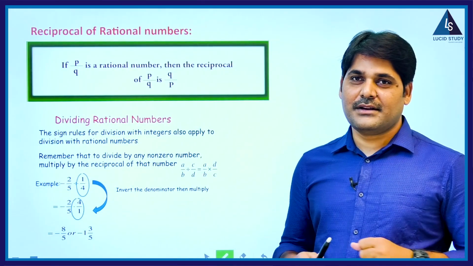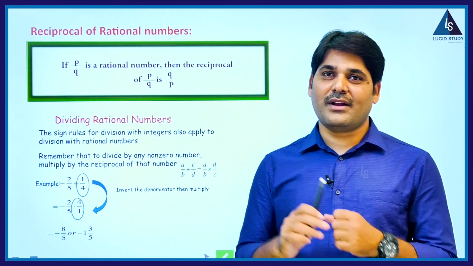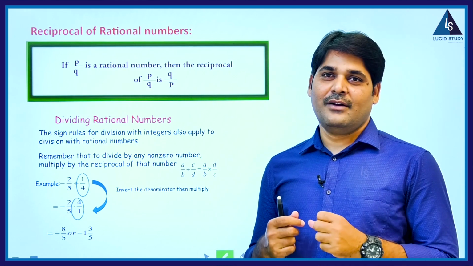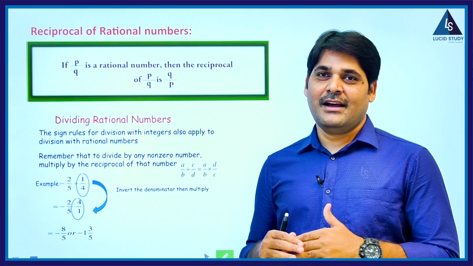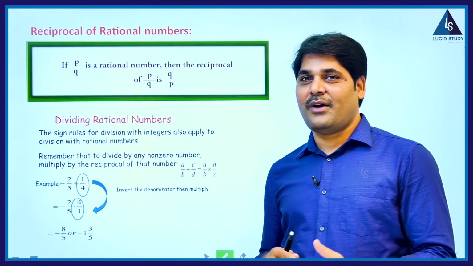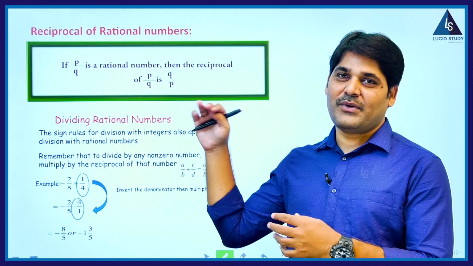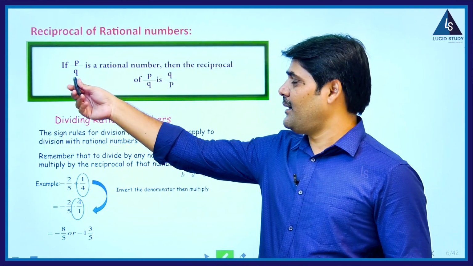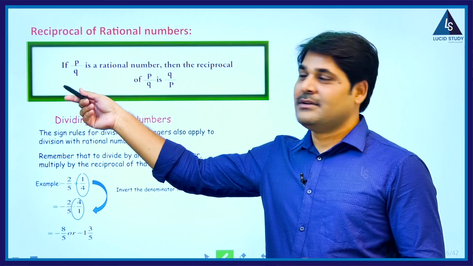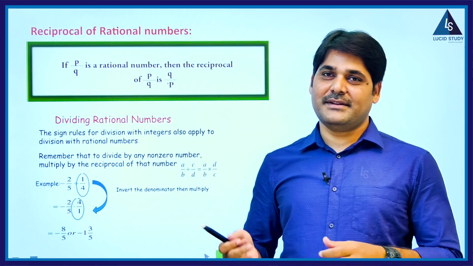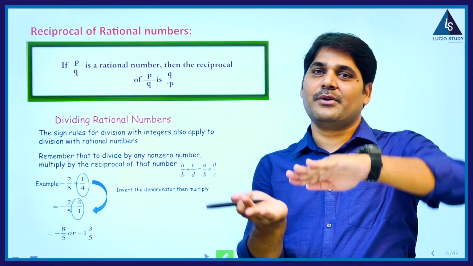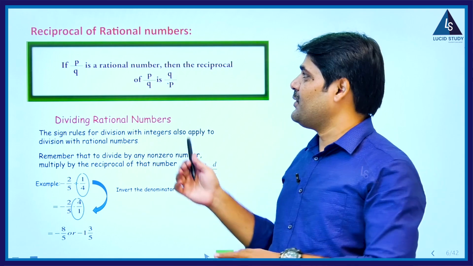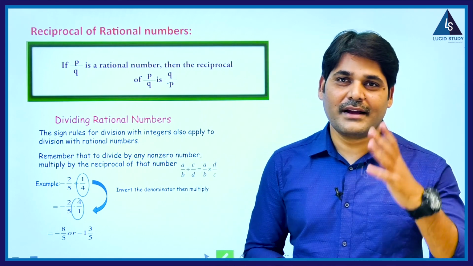Before going to division, we need to know what we mean by the reciprocal of a rational number. Reciprocal means just ulta palta, we need to reverse the fraction. You have already learned the reciprocal of a fraction, and whatever you applied there, the same thing we will apply here. Suppose the rational number is p by q, its reciprocal will be q by p. We just change the numerator into the denominator and the denominator into the numerator.